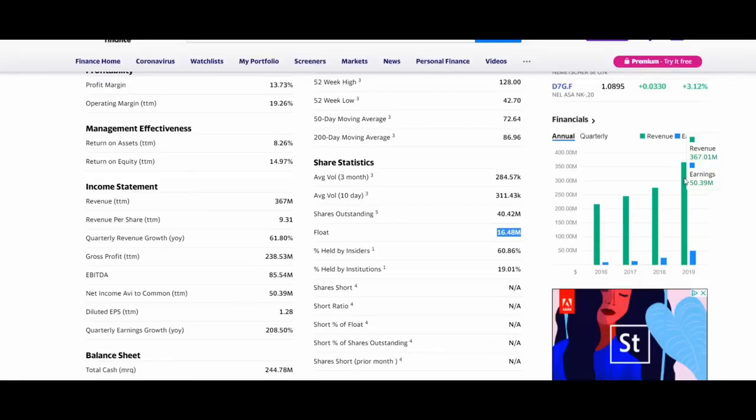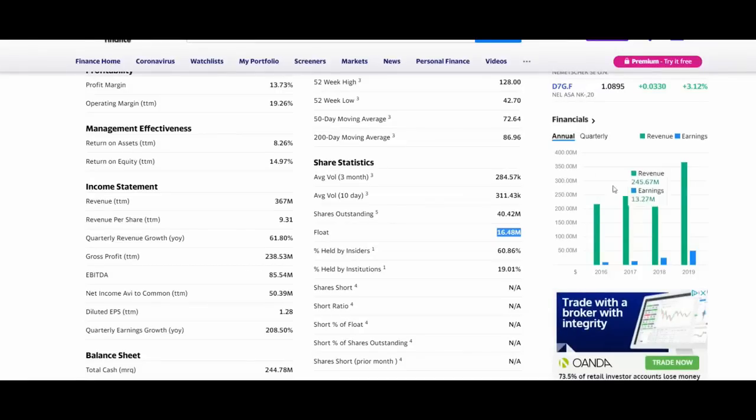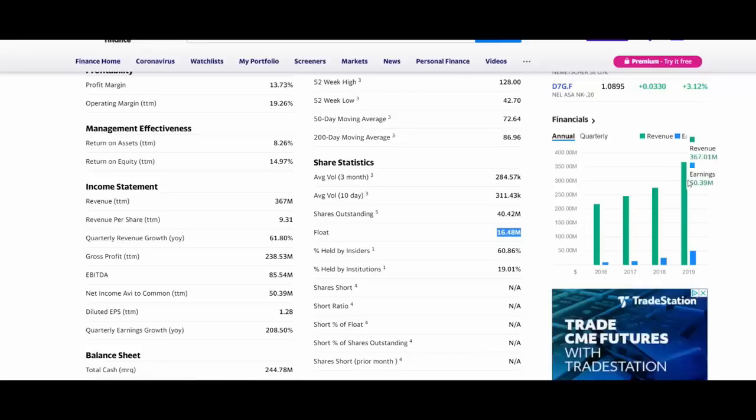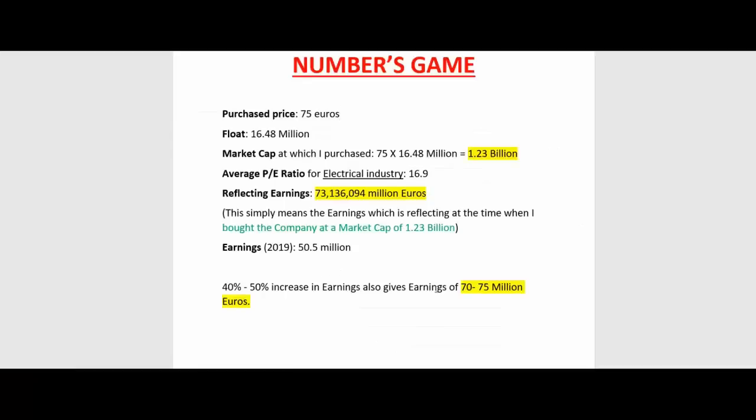Okay, like I said, let's take the worst case scenario. Let's say that we take the increase in percentage of earnings from 2016 to 2017, which is a really high underestimated increase of earnings if we see the success of Varta with Q1 earnings. But anyways, let's take the worst case scenario. The worst case scenario was that from 2016 to 2017, the earnings increased by just 50%. So even if we take a 50% increase in the earnings from 2019 to 2020, it still makes earnings of 75 million euros. Okay, so let's get back to our numbers game.